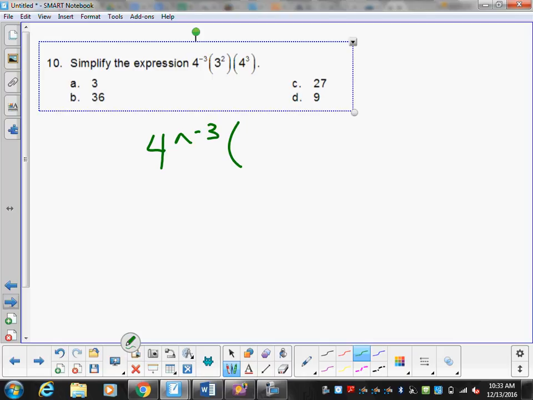The second power. And then your answer ends up being 9. So answer D.